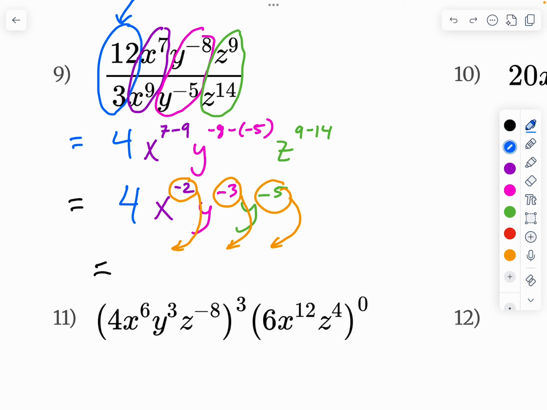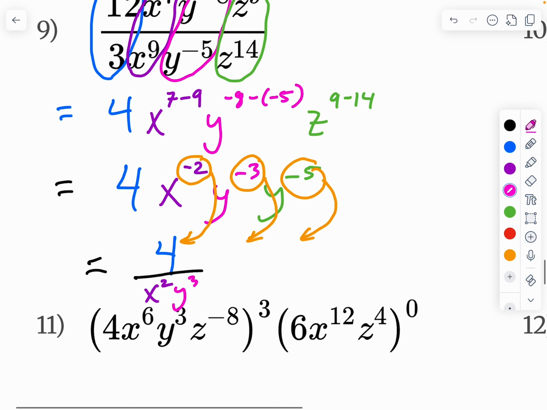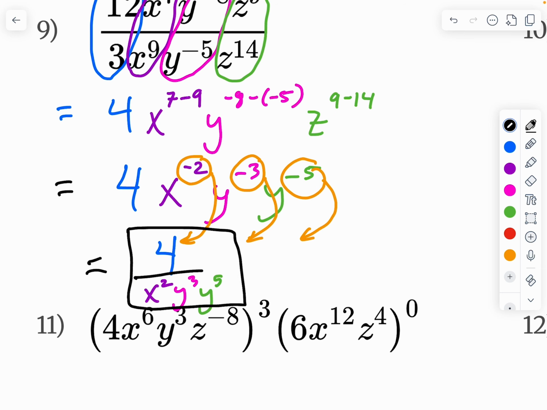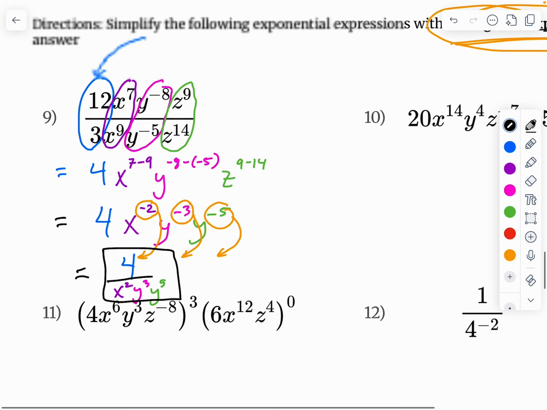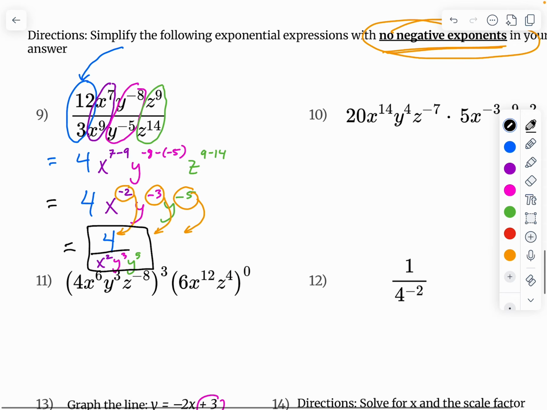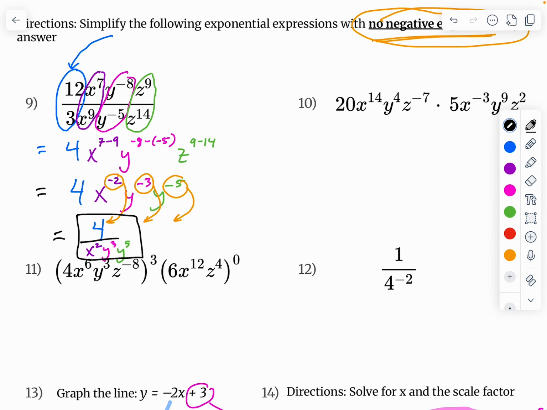Or if you want to say it properly, the numerator and the denominator. It's going to become positive, so we have x squared, y cubed, and what do you think the green one's going to be? A 4? Nah. The negative 5 becomes a positive 5. So, final answer looks like this. Study it. Let's move on.